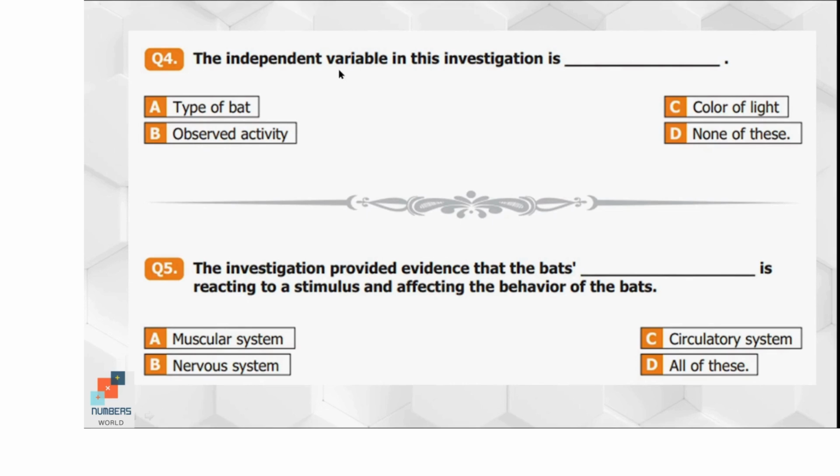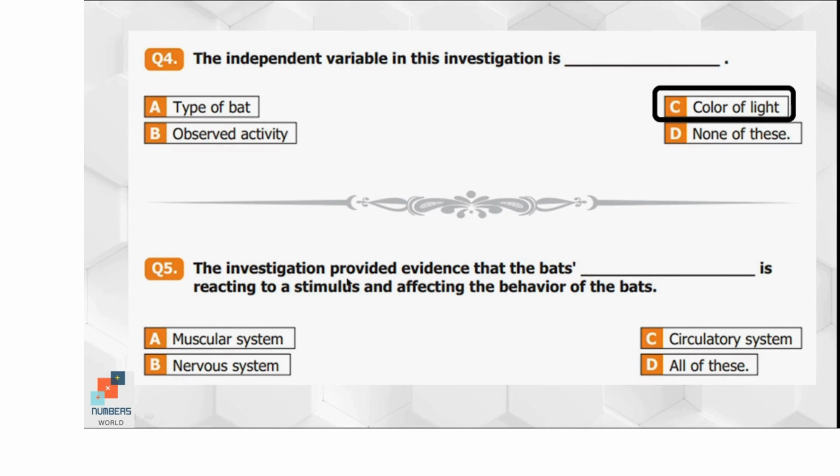Question number 4, the independent variable in this investigation is option A, type of bat, B, observed activity, C, color of light, D, none of these. So type of bat is same and the observed activity depends upon the color of lights, and color of lights are chosen by the investigator. So we can say the independent variable is color of light here.